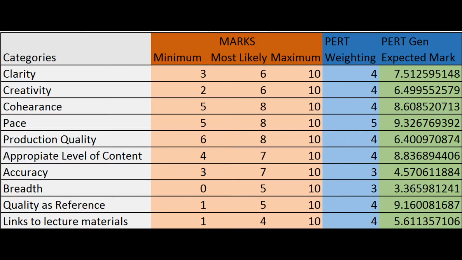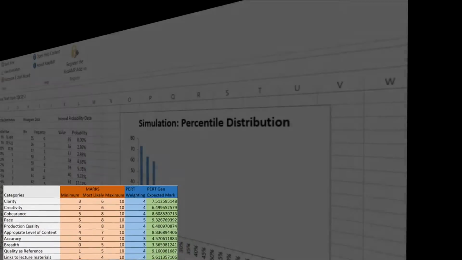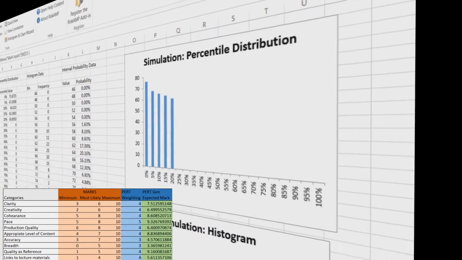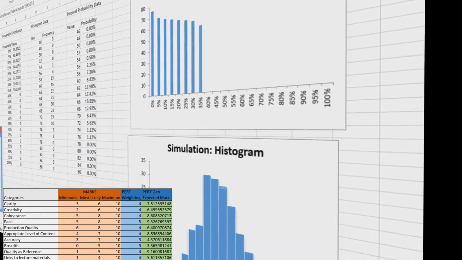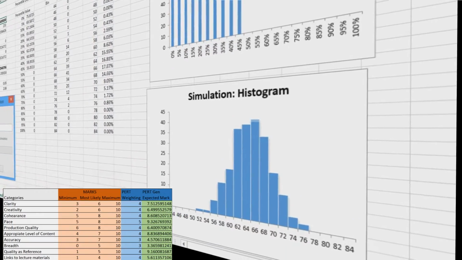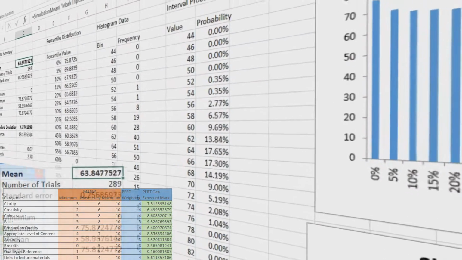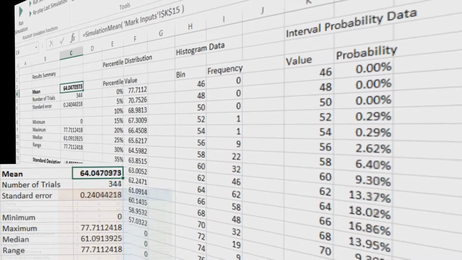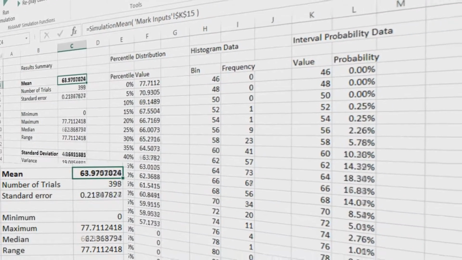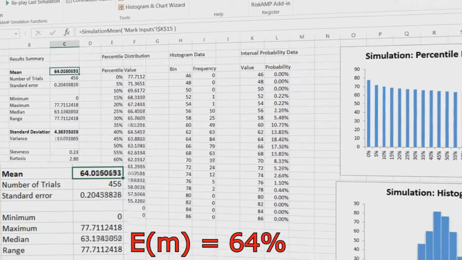In this example, we will use MCS to predict the mark for this video. This is achieved by constructing a table of all the criteria and the relevant values for the PERT method. Running the simulation a few hundred times with random input values, a histogram can be drawn representing the distribution of our possible total marks and showing the most likely result.